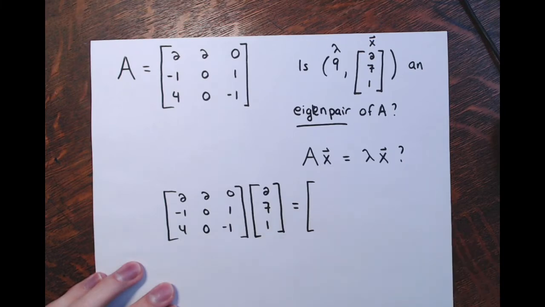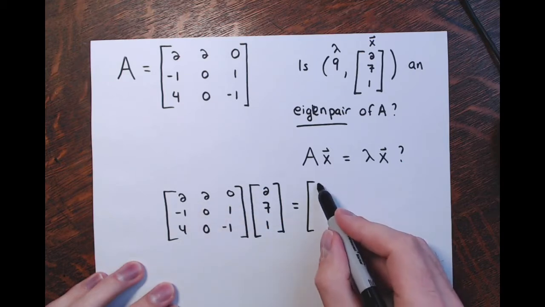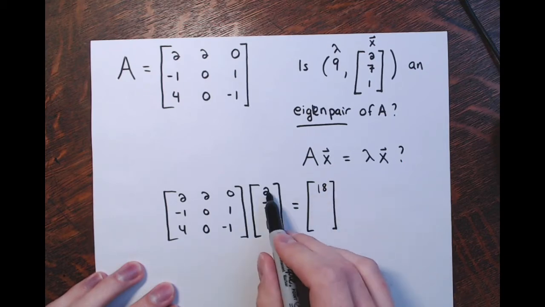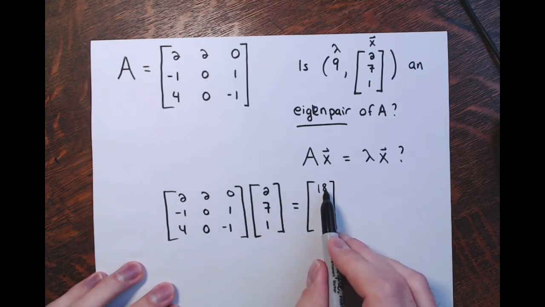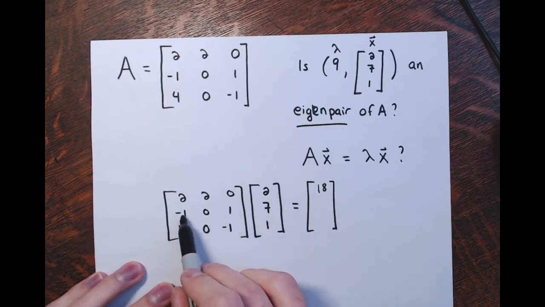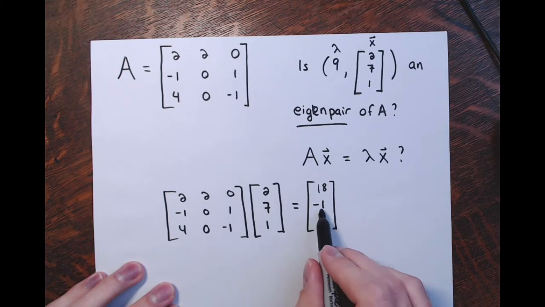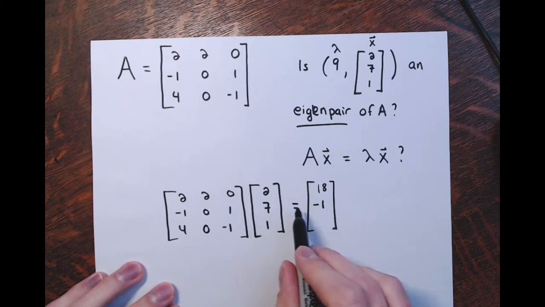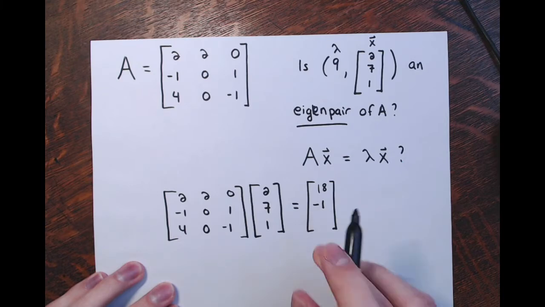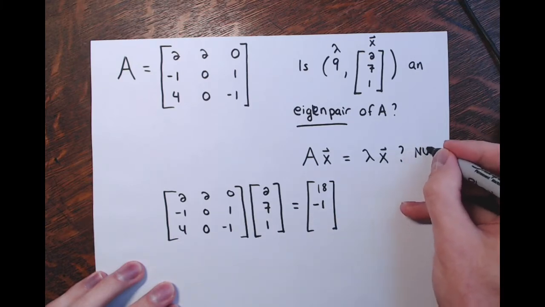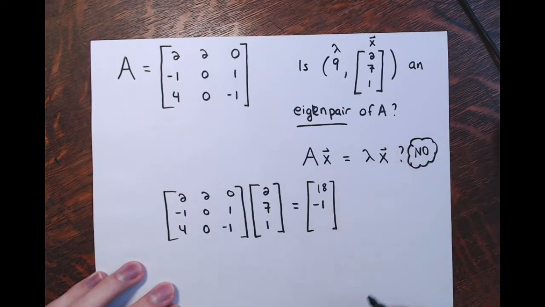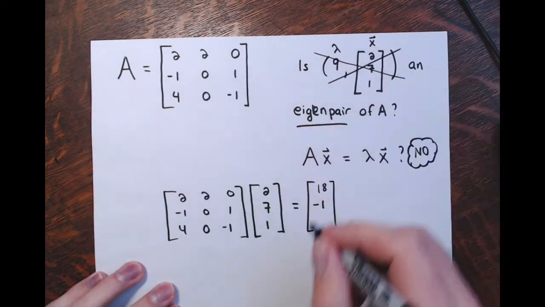Well, first row, first column, I got 4 plus 14 plus 0, that's 18. So far so good, right? That's 2 times 9. Great. Then second row, first column, it'll be negative 2 plus 0 plus 1. That's negative 1. That is not 9 times the second component. So right away I'm seeing that the answer to this question is no. So this is not an eigenpair of A.